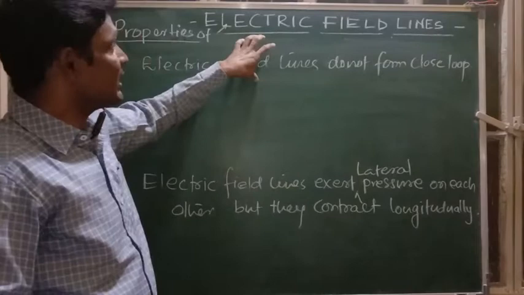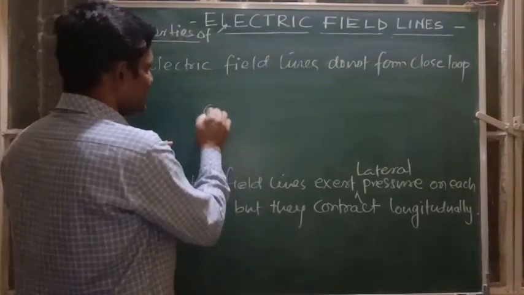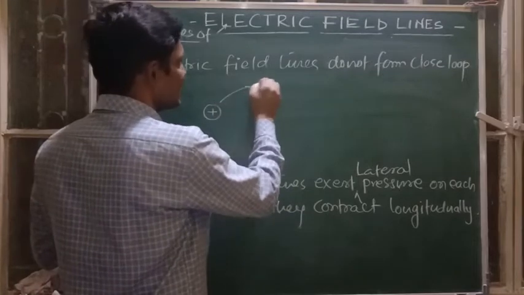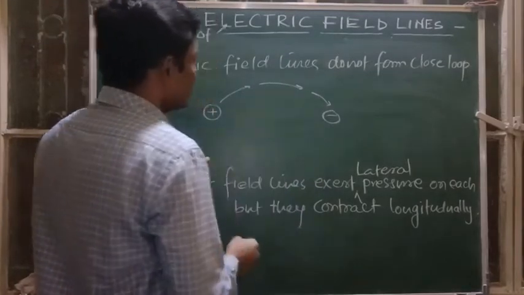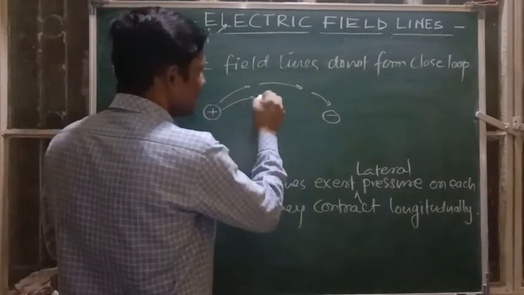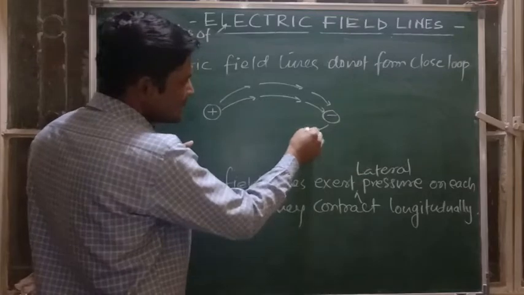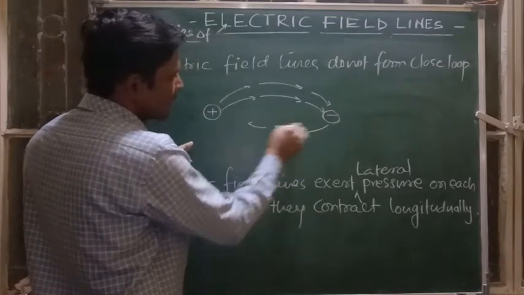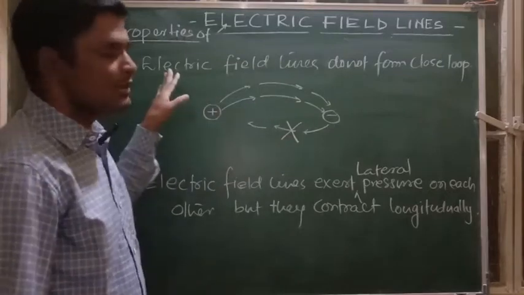But electric field lines cannot form closed loop, because we know that positive charge always ejects lines. So suppose that I have taken a negative charge here, the positive charge will be always ejecting lines, and that will be terminating at negative charge. But taking this to form a closed loop, it is wrong. So this is not going to form a closed loop.